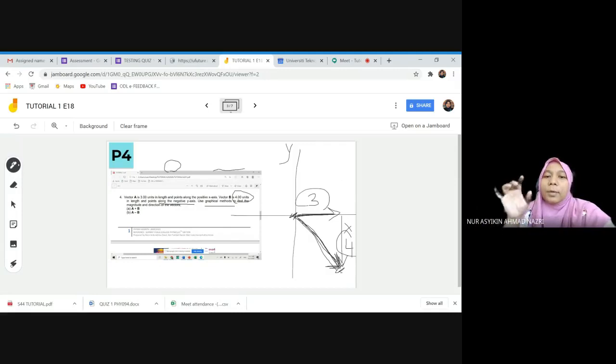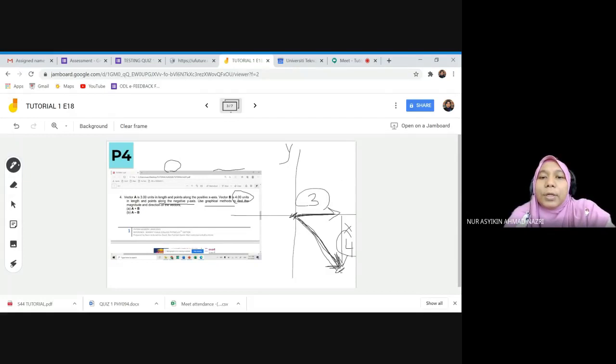So convert balik pada unit dia. Please don't leave your answer 5 cm. Salah. Sebab dekat soalan unit. So kena bagi balik answer your question. Always remember that you need to answer the question, okay. So 5 units lah, convert balik 5 cm tu kepada 5 unit. Jangan tulis 5 cm, dia jadi salah. And then direction. Macam mana cari direction?